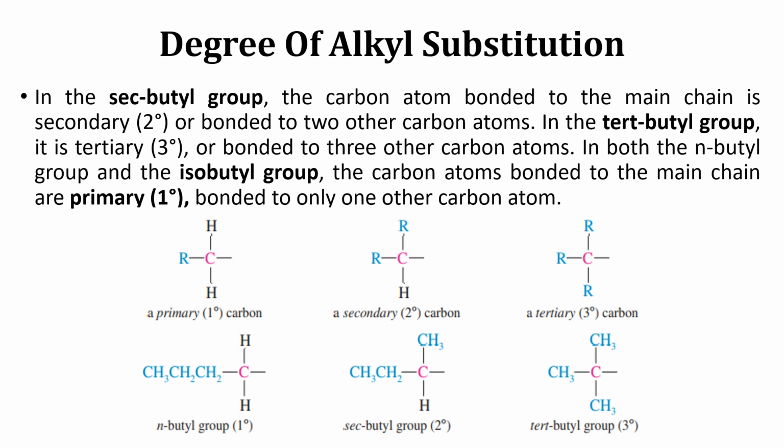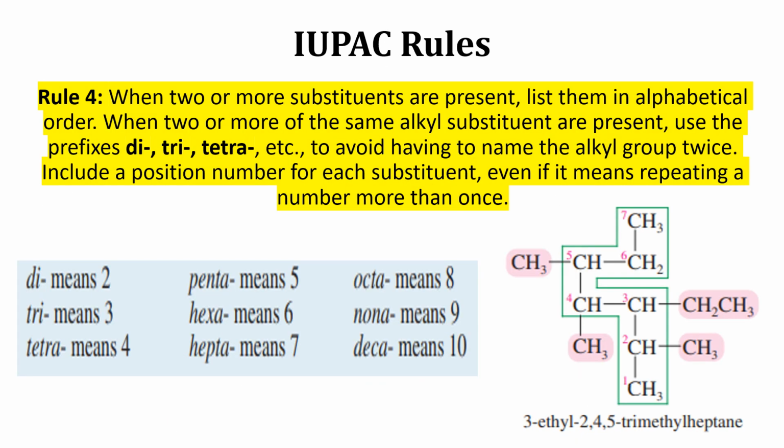So primary carbon, first degree carbon atom, is bonded to only one carbon; second degree carbon atom is bonded to two carbons; and third degree carbon is bonded to three carbons. The final rule deals with naming compounds with more than one substituent. When two or more substituents are present, list them in alphabetical order.